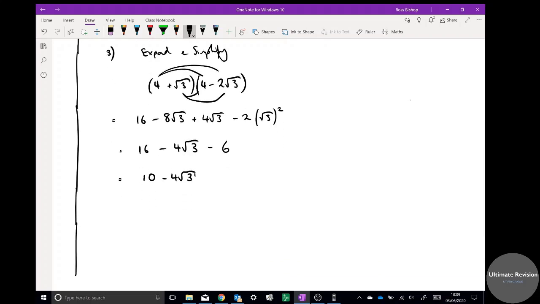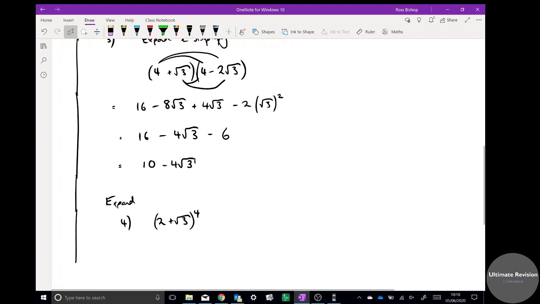Right, a couple more to go. Let's expand the following. So expand 2 plus root 3 to the power of 4. Now, you could do it longhand, or you make use of Pascal's triangle here. And I'm going to make use of Pascal's triangle, because it's a big power, that's the whole point of Pascal's triangle. So I'm just going to recalculate Pascal's triangle here. And I remember the first row is to the power of 0, that's to the power of 1, to the power of 2, to the power of 3. That is what I want, to the power of 4.